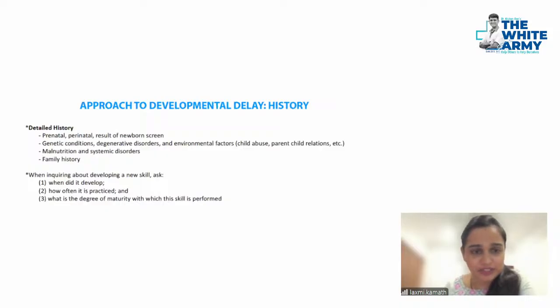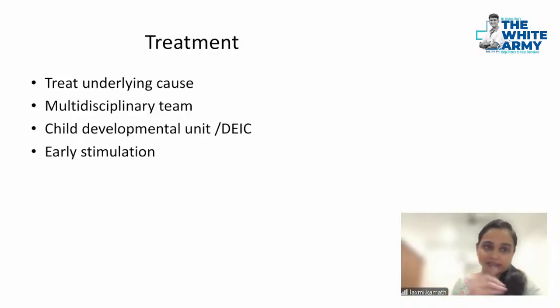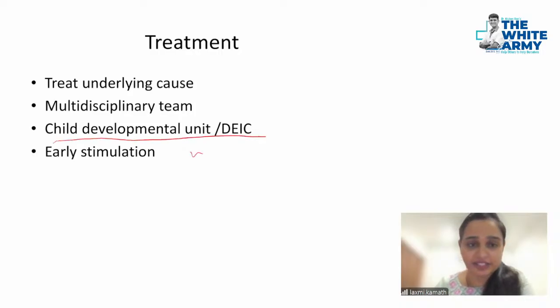Then we went into detail about the approach to developmental delay, and we had come till the treatment. Depending on our evaluation, if we find any treatable cause, say some inborn error of metabolism, we treat the underlying cause. Whatever damage is already done may not be corrected completely. That is why we follow a multidisciplinary team approach, where we refer the child to a child developmental unit or district early intervention center.